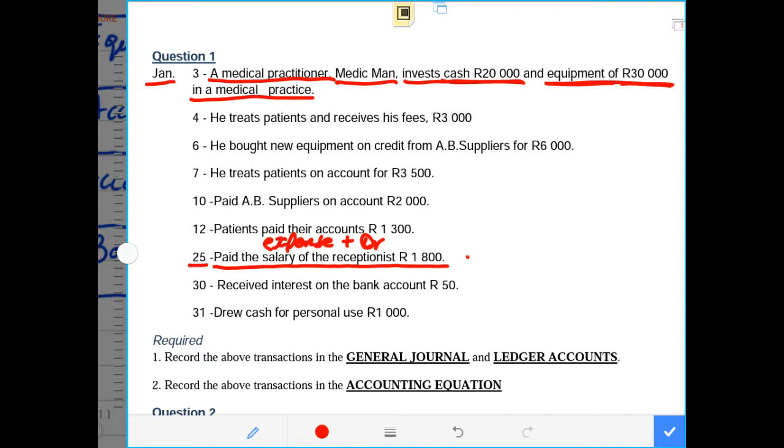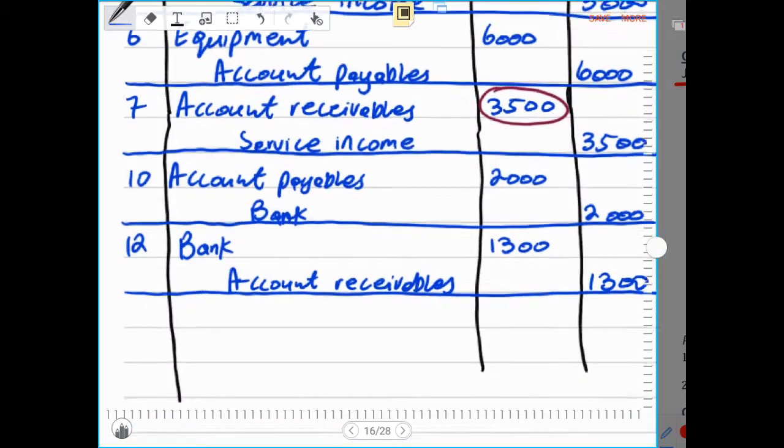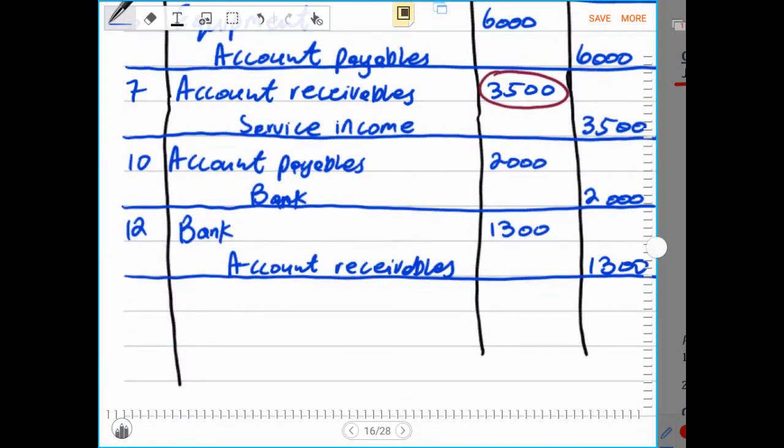Therefore now our bank will have to decrease, because money is going out. We are paying money to our employees. Bank will decrease, and we know that bank decreases on the credit side. So now it will be decreasing our bank on the credit side and increasing our expense on the debit side, because we are paying for this expense. And this is on the 25th of the month of January.